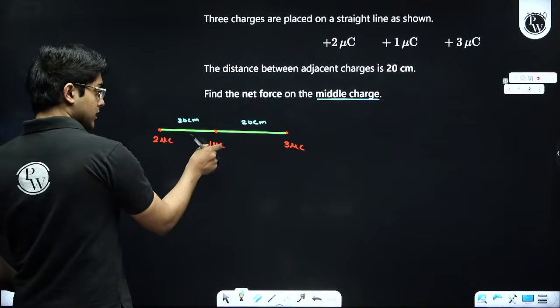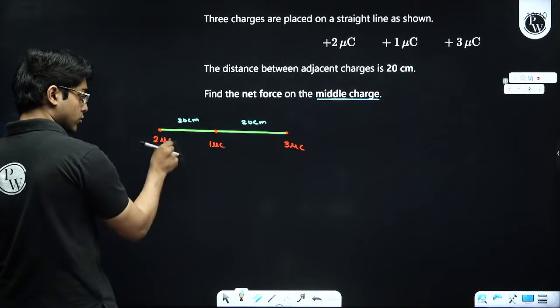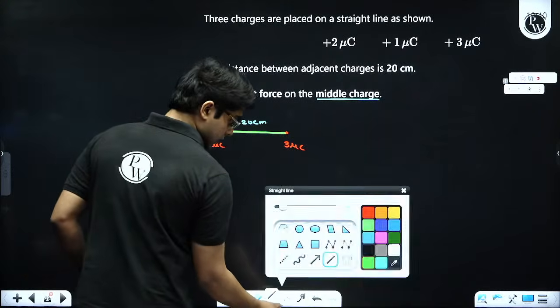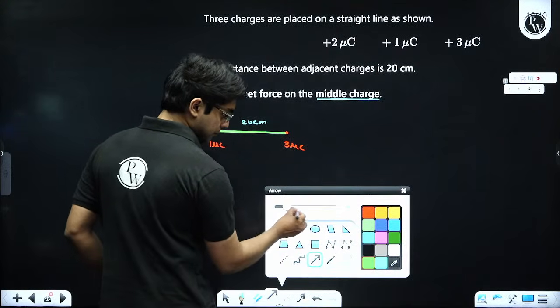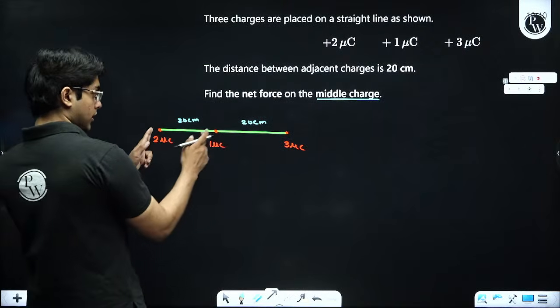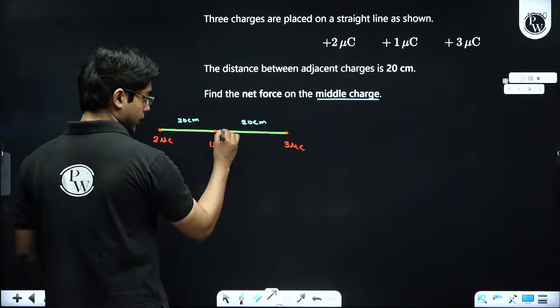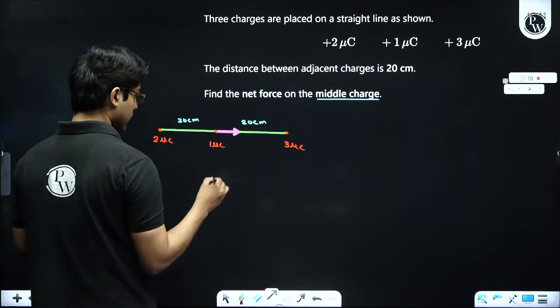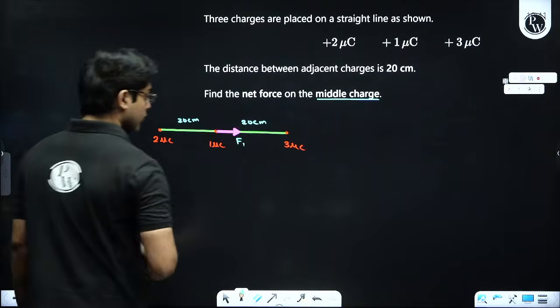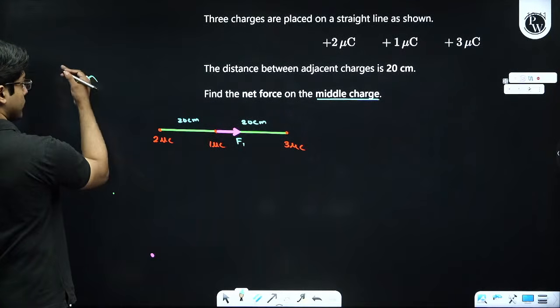This middle charge will feel a force due to this 2 and due to this 3. So we'll look at them separately. Due to this 2 microcoulomb, it will feel a repulsion force to the right. Let's call it F1. So what will F1 be? Use Coulomb's law.